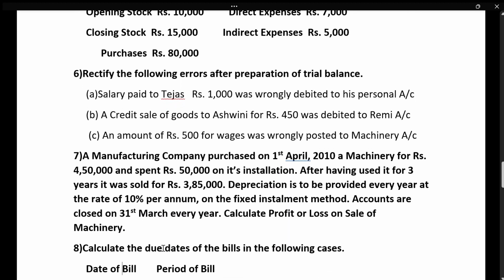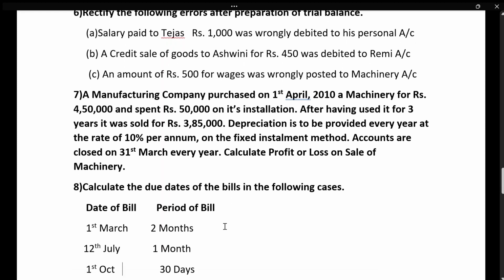And then here they have given you the machinery which was purchased on 1st April with the amount. Okay, so these two you have to add. So 5 lakhs, and after using it for 3 years they have sold for 3,85,000. So you have to provide depreciation for 3 years, and then you have to subtract the sales price, and you have to compare whether it is profit or loss, and then only the calculation you have to show. There is no need of passing journal entry or no preparation of machinery account.